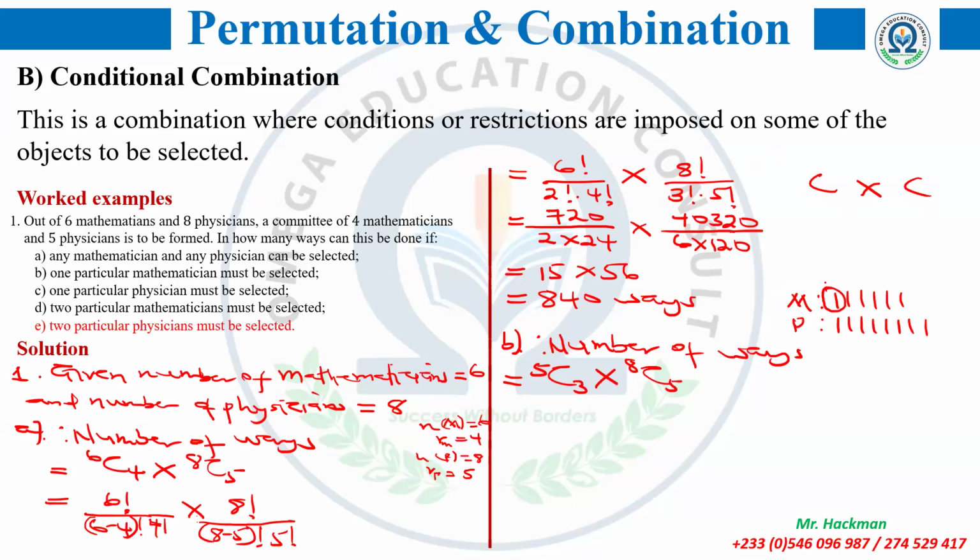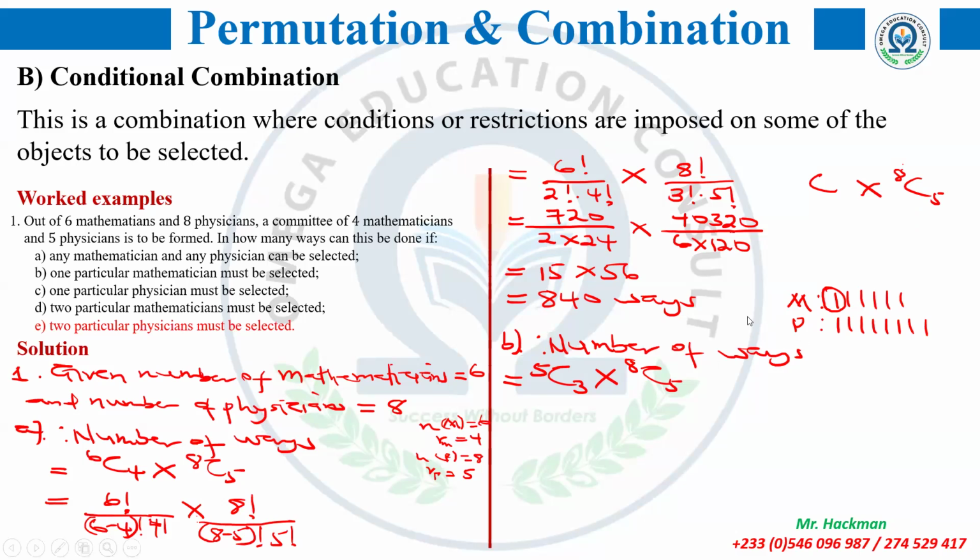Yes, sir. Okay, as for this one, if I'm taking this to be my physicians, as for physicians, no restriction. So I still have my 8 combination 5. Is that clear? Because there is no restriction, it's still intact from this point of view. I still have 8 physicians to choose 5 from. Is that clear?